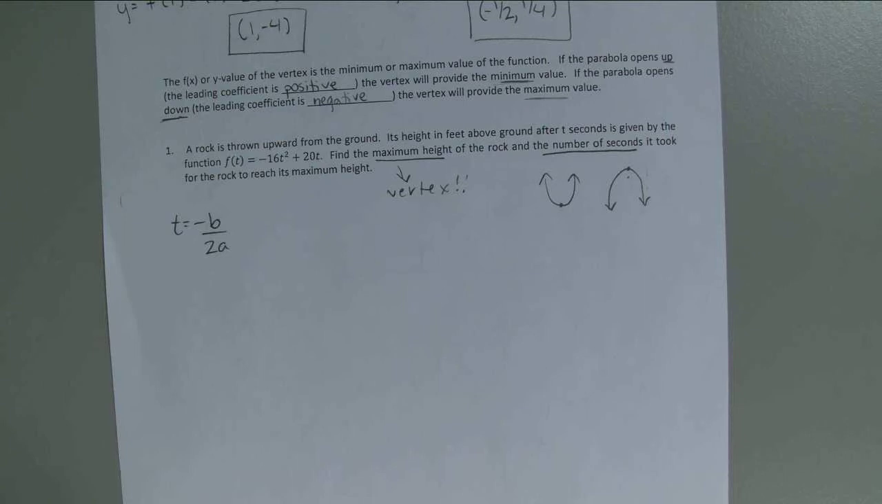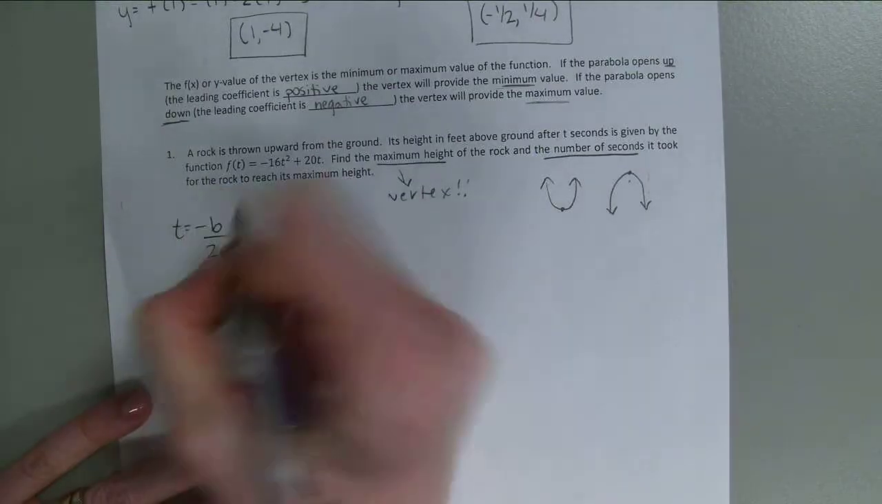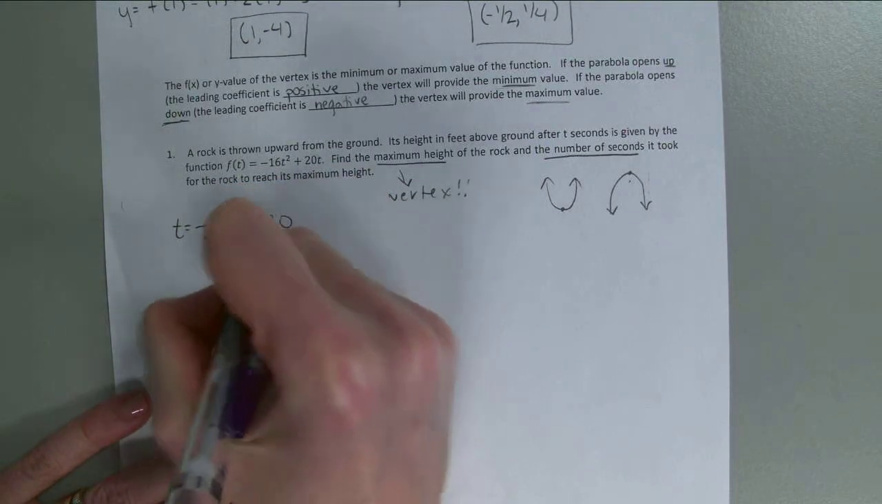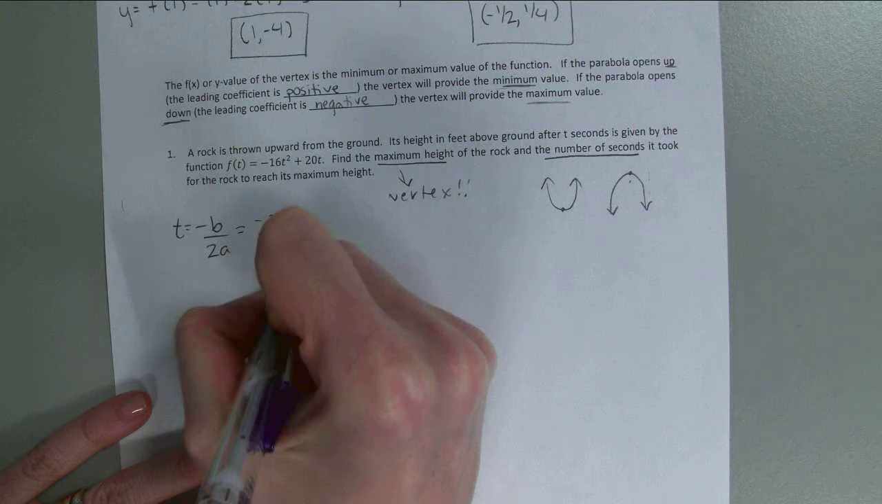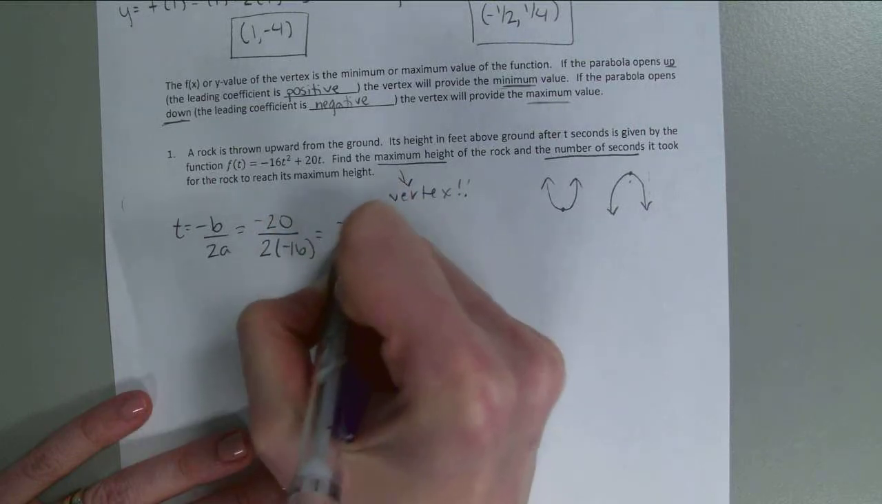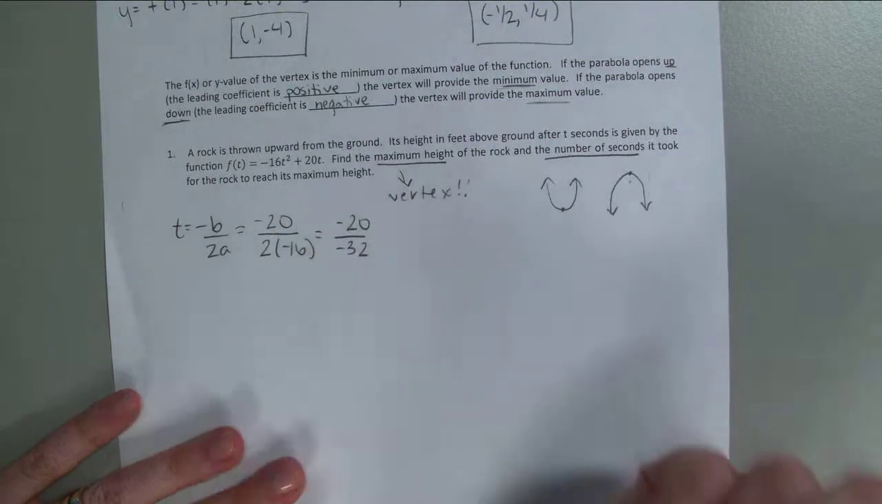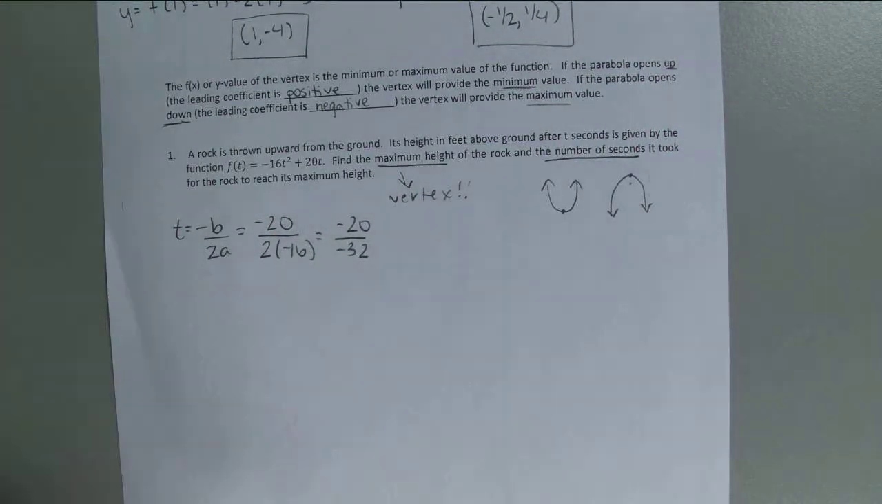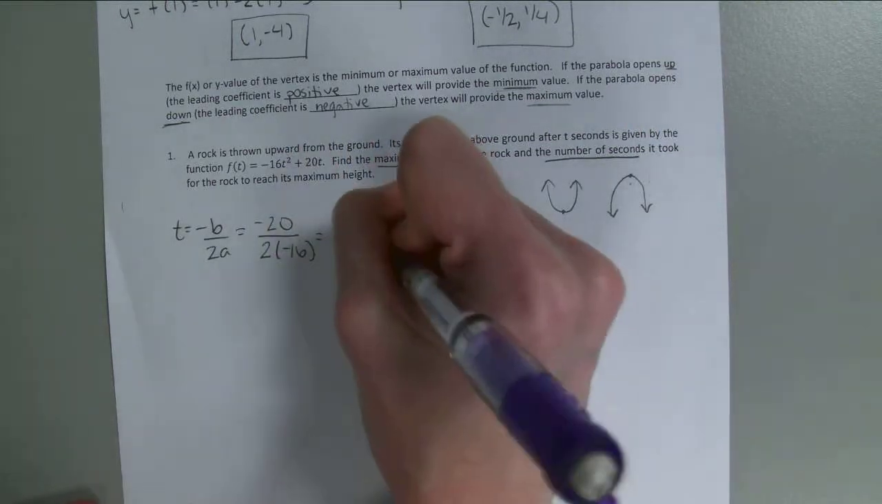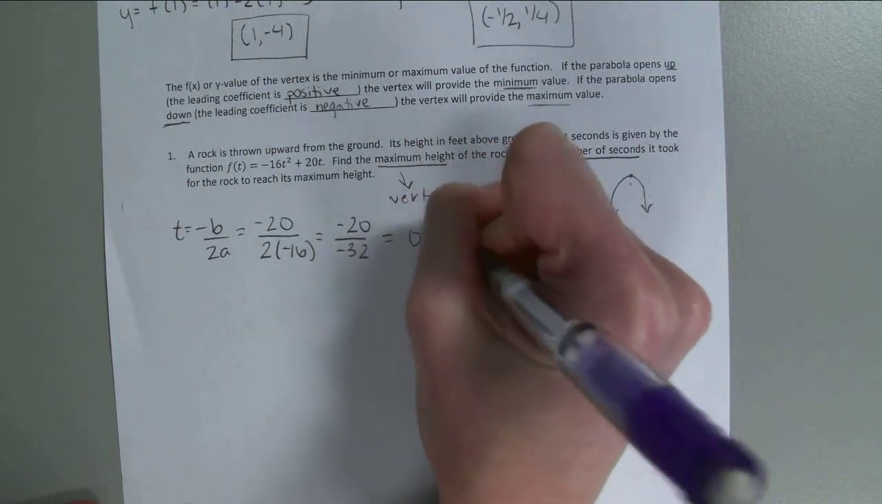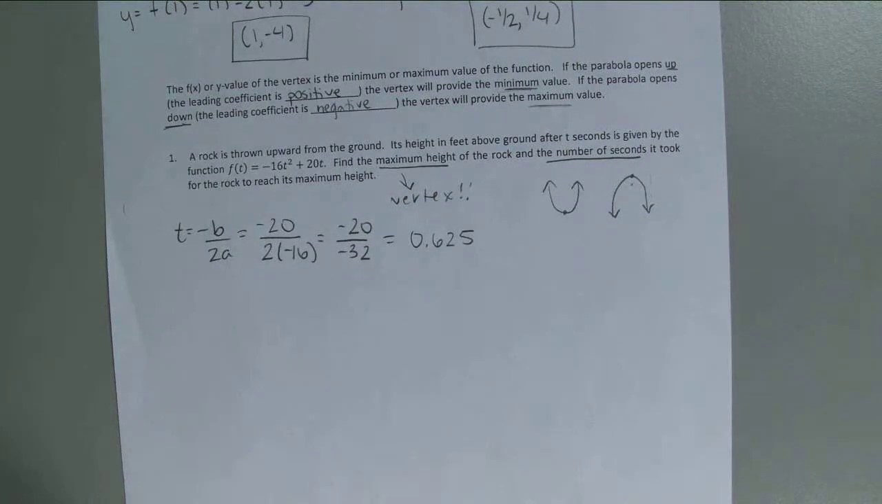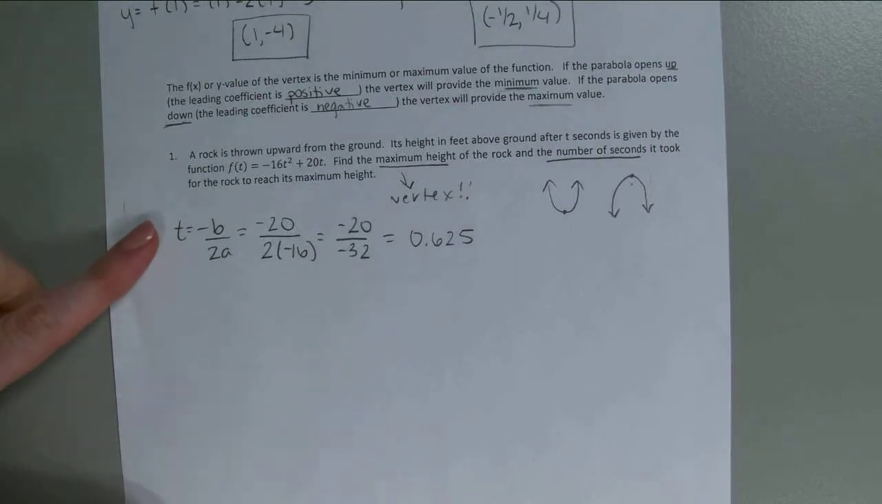All right. So negative b would be negative 20 over 2 times a, or negative 16. So that's negative 20 over negative 32. And with height functions or word problems, they usually keep it in decimal form. So if you put negative 20 divided by negative 32 in your calculator, you'll get 0.625. But what does that stand for? That stands for t, and t represents time in seconds.